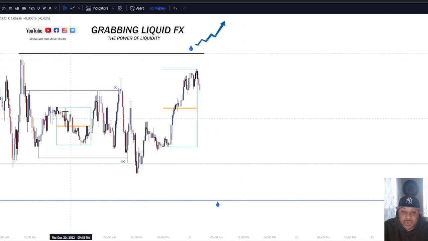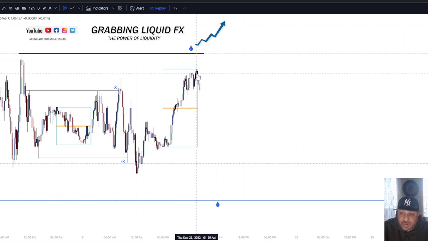Sometimes it wasn't as good here, but every once in a while you'll catch a nice run on Asian session. I usually don't trade this session, but sometimes you feel like, man, that was a nice move, you missed out. But anyway, you have this small market structure shift right here during London session.